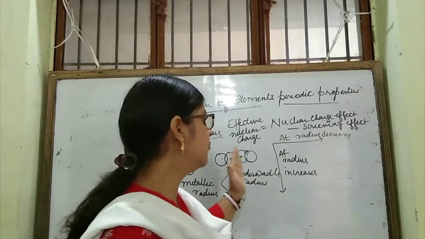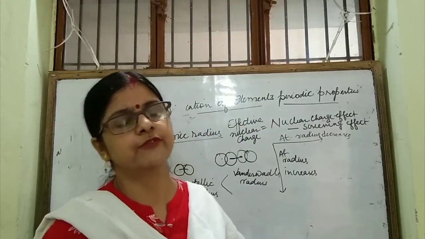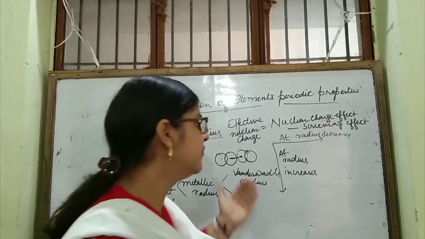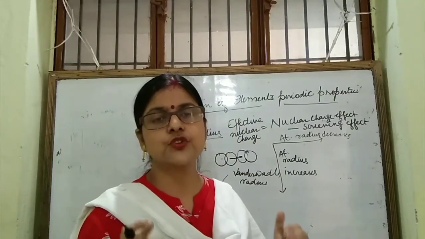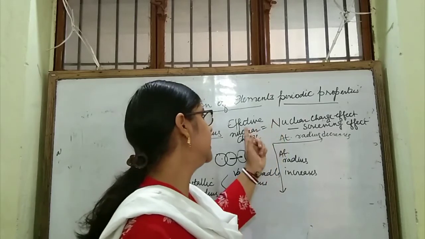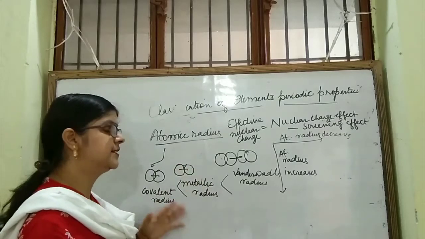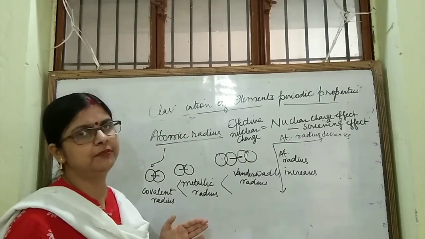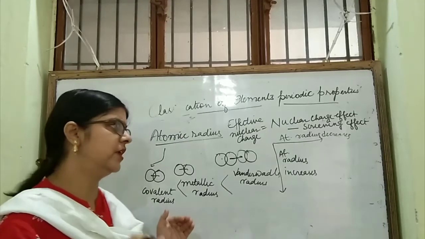So when we move from left to right, since the electron is added in the same shell, the effective nuclear charge increases, so atomic radius decreases. And when we move from top to bottom, addition of a new shell takes place. So the screening effect increases and that results in a decrease in effective nuclear charge. So the atomic radius generally increases when we move from top to bottom in the periodic table. There are many exceptions, but the general trend is this.